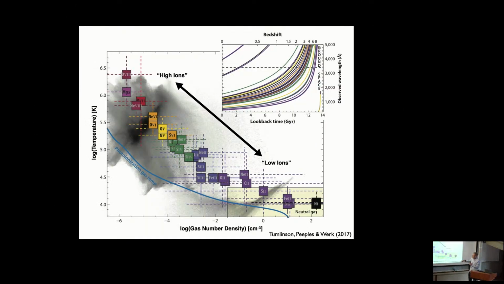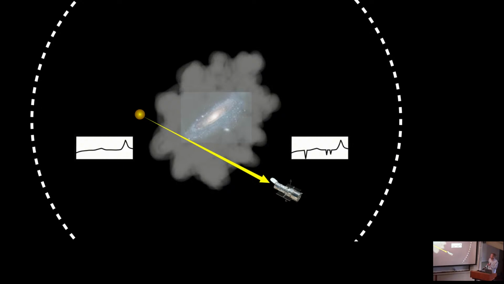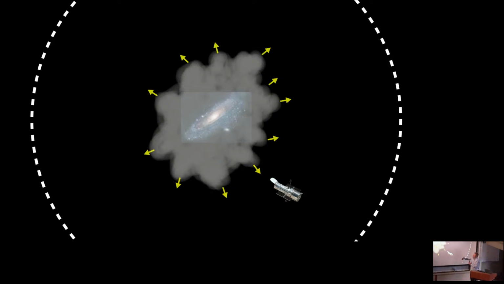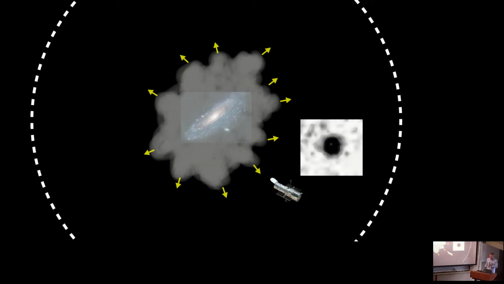The absorption features are specific to particular ions, and this is a phase diagram showing density on the x-axis and temperature on the y-axis. Depending on the ion that's present, you can figure out something about the nature of the gas you're probing: cold and dense, like these low ionization potential ions, or hot and diffuse, like the high ionization potential ions. But what we'd really like to see is the light coming from the gas itself, so that you could have some spatial distribution and an idea of what's going on for the entire ensemble instead of just a single pencil beam sightline through disparate galaxies.